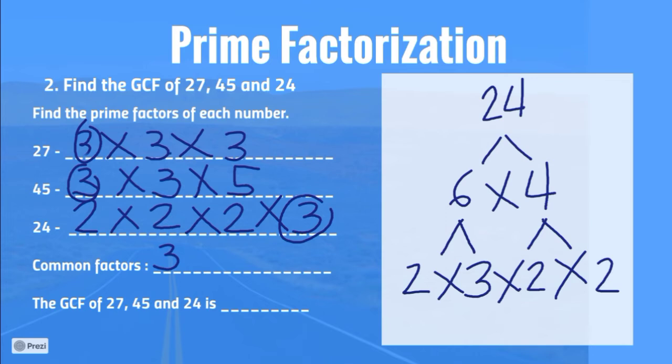So, 3, 3, pero dito wala na. Sa 27, 3, wala na rin. Walang 5 sa 27. Wala at hindi rin divisible by 5 ang 24. So, ibig sabihin, ang common factors ng 24, 27, and 45 ay 3. So, the GCF of 27, 45, and 24 is 3.